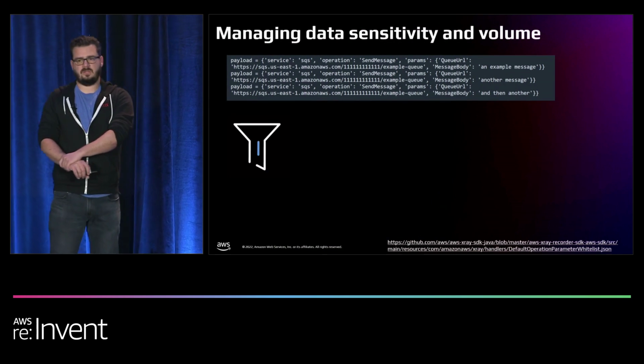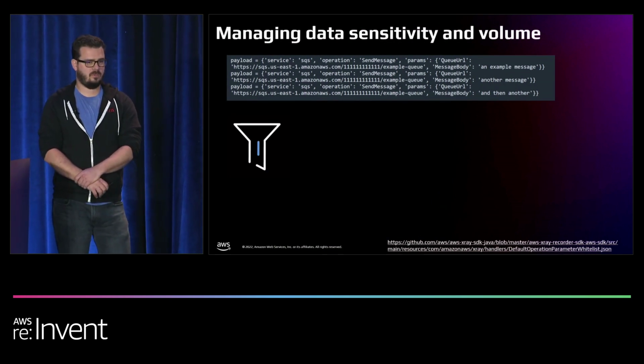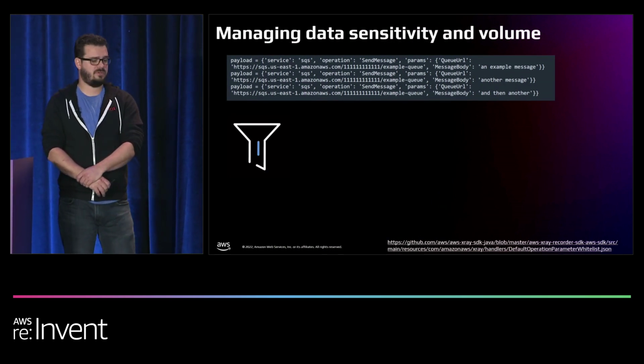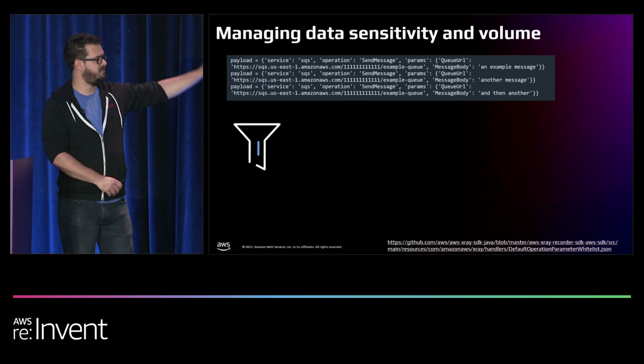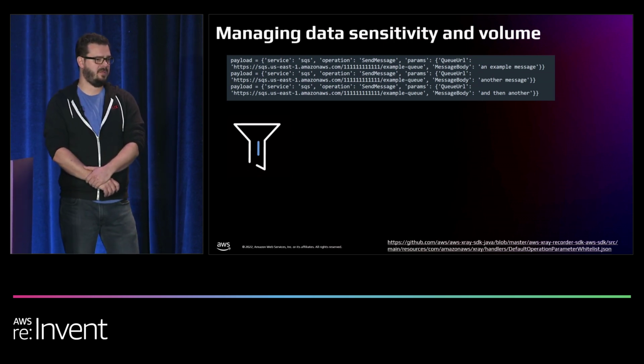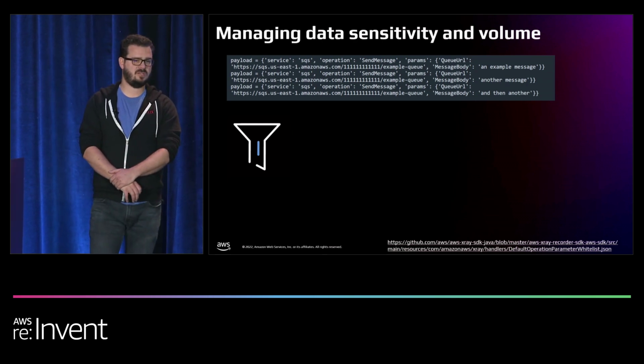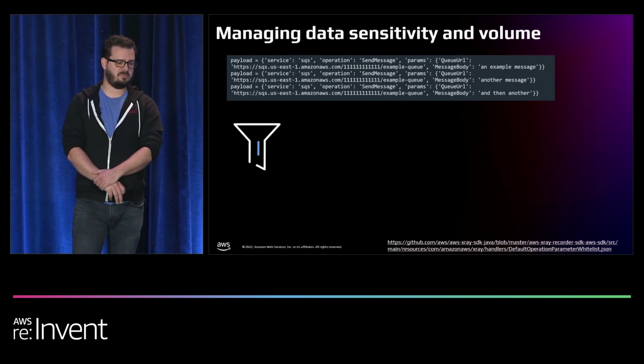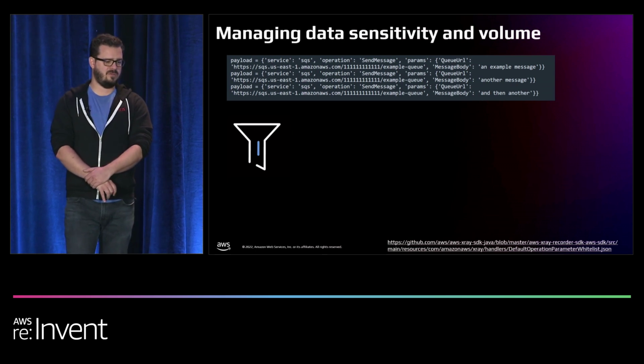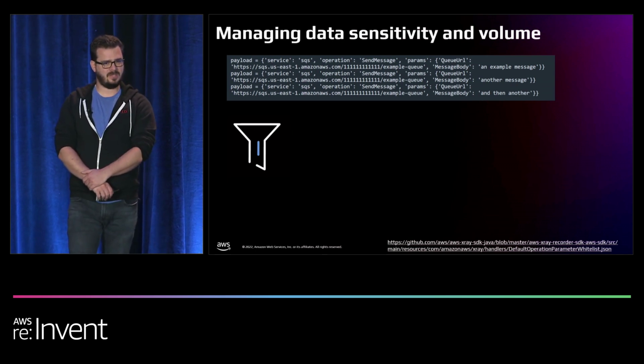So either through the Java Global Interceptor or the Boto 3 history recorder, we end up with something that looks very similar to this. A payload object, a dictionary that informs us of the service, the operation, and all of the parameters that were used to make that API call. You can imagine this can get very large very quickly.